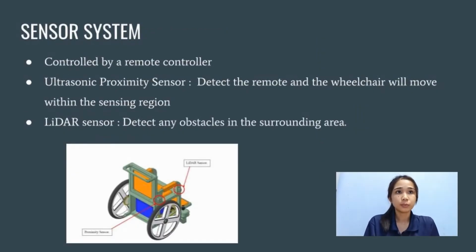The ultrasonic proximity sensor attached to the backside of the wheelchair will detect the remote. Thus, the wheelchair will move according to the remote in certain sensing regions. Next, the LiDAR sensor attached on the front side of the wheelchair will detect any obstacles in the surrounding area. Let us move to the next segment with Leonard.